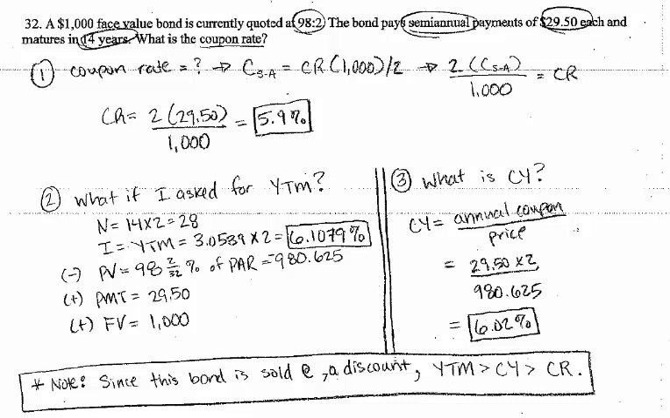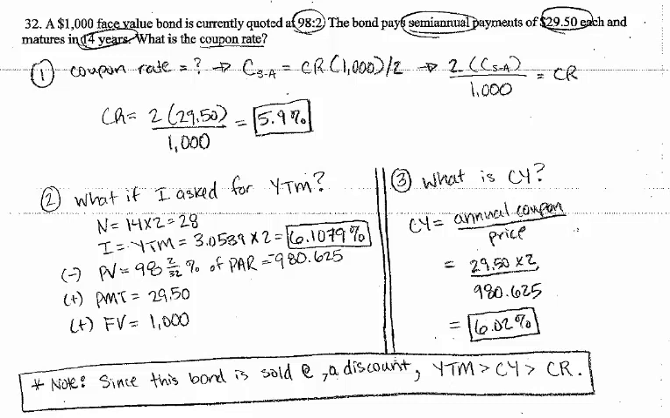So the first thing we're going to do here is the coupon rate. If you remember from the formulas, the coupon rate is used to figure out the coupon. So you can use that formula off the bond cheat sheet and rearrange it. I've rearranged this so the coupon rate equals 2 times the semi-annual coupon over par, which is $1,000. So 2 times $29.50 over $1,000 gives us 5.9%.